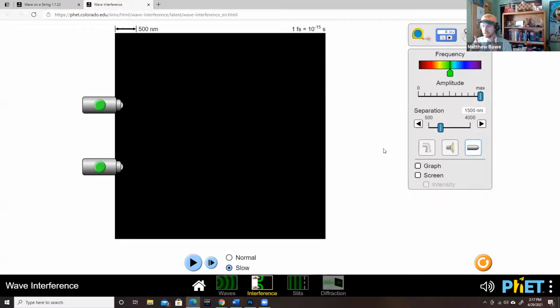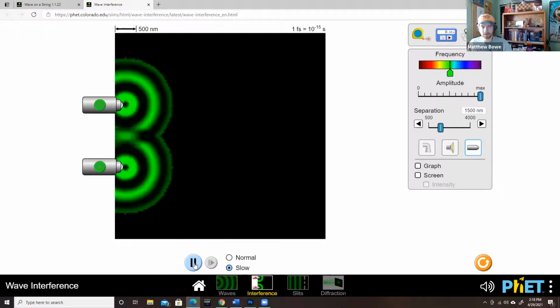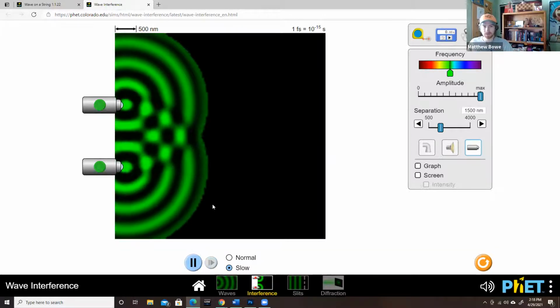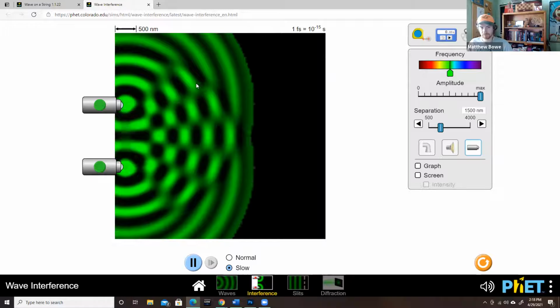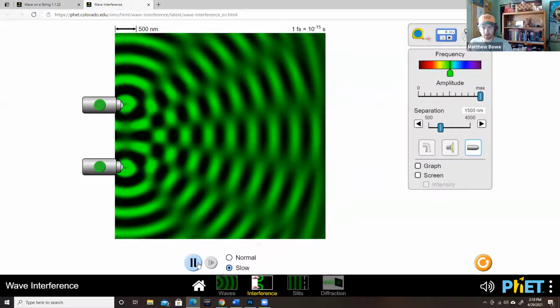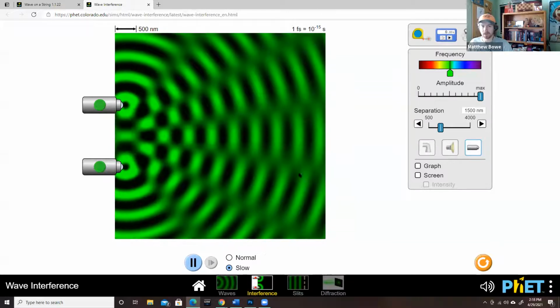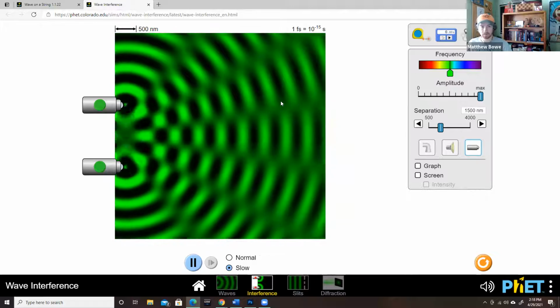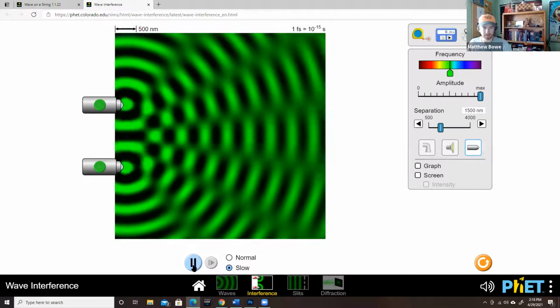You can think of these as two LED lights or two lasers. If I turn that one on, so turn them both on and press play. What they're doing is emitting light in every direction. They also create some of these interference patterns. So they sort of radiate outwards. There's constructive and destructive interference regions. Let's pause it.